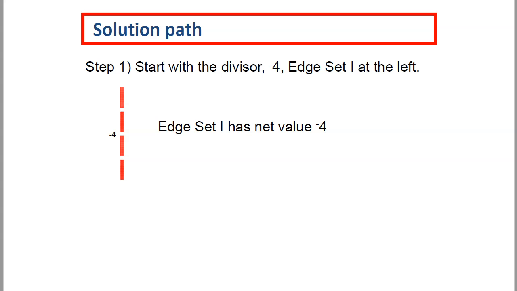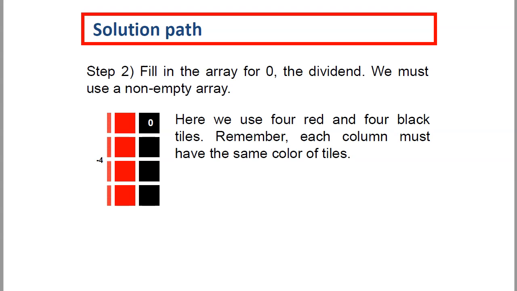We'll start with our divisor -4, edge set 1 at the left. We use 4 red edge pieces. Now we fill in the array for 0, the dividend. We must use a non-empty array.